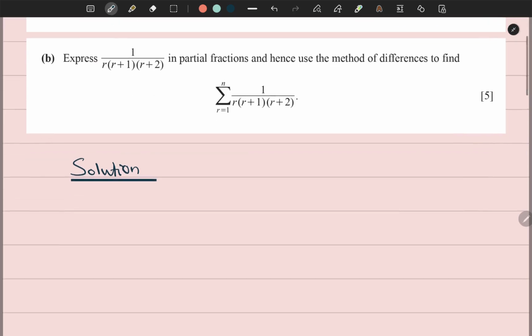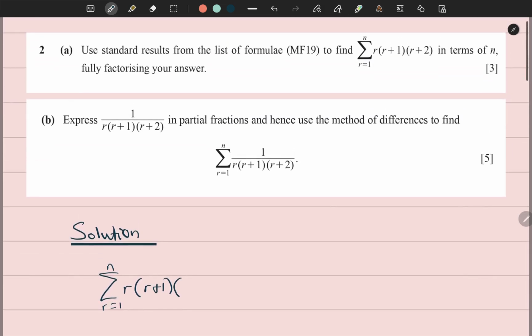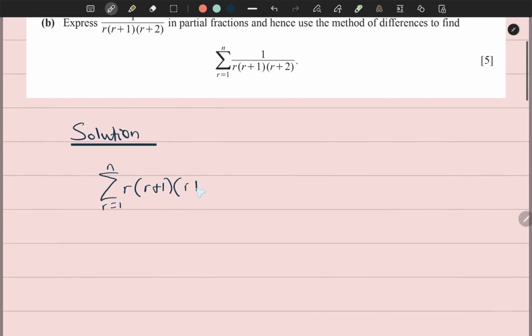So this is the summation from r equals 1 to n of r times (r plus 1) times (r plus 2). When you look at this, it is just a product of three consecutive numbers, and you are looking for the sum of that from 1 to n. So the first thing to do is to expand this, and when you expand it, it is going to give us a polynomial.